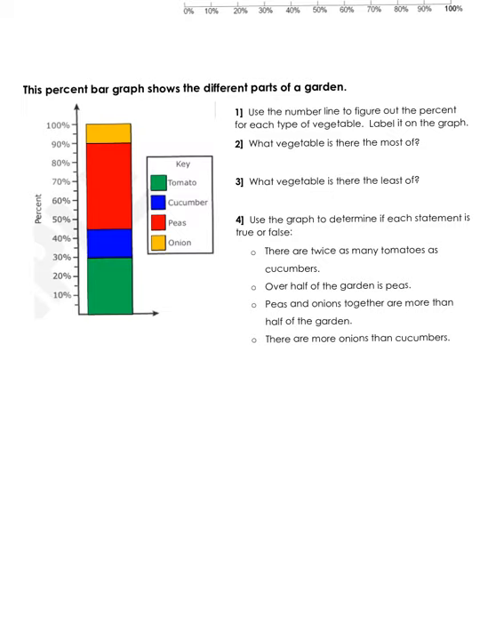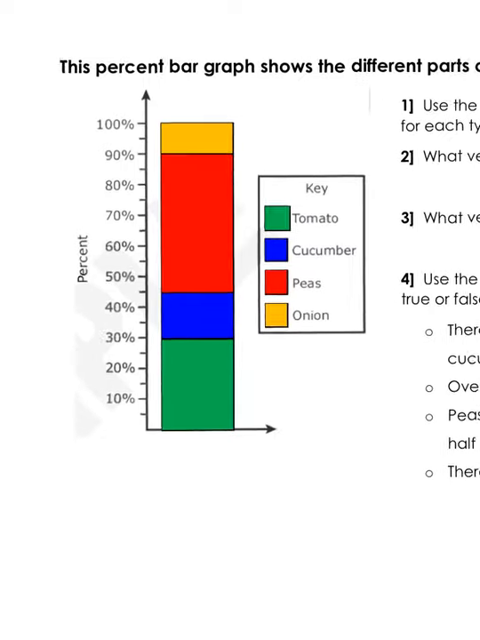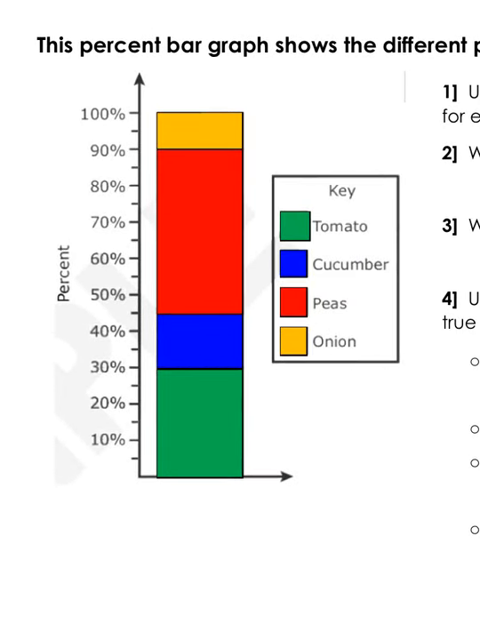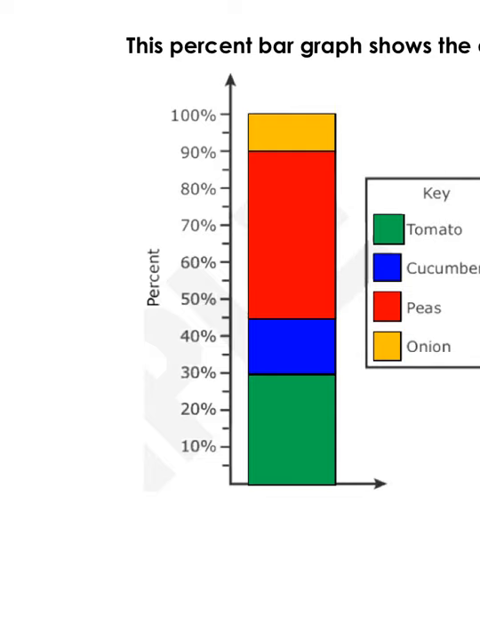Now notice here, this time my number line is not horizontal, it's vertical, up and down. So let's figure out the percentage of each vegetable. Remember, I'm going to start by looking at my number line and see where it starts. I can see my number line starts at 0, but we're looking at just the tomato section, and it ends at 30.